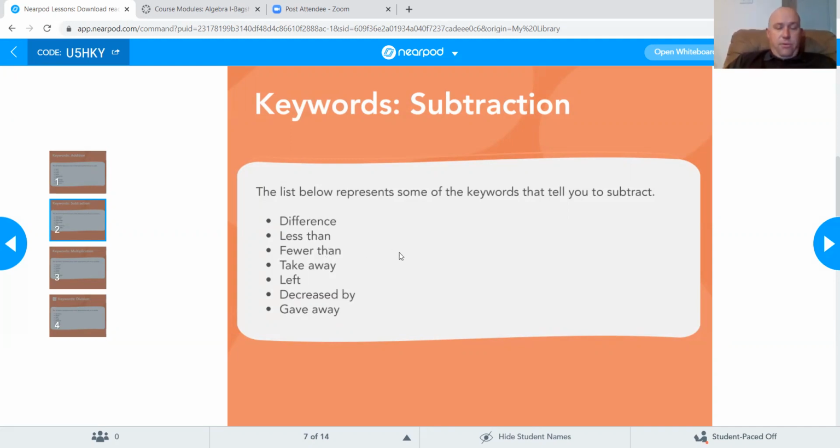Fewer than, certainly for my group, I noticed a few people recognize less than, but they didn't recognize fewer than. Fewer than would also be a turnaround word as well, so you'd have to switch that one around. Decreased by, gave away, and one of the students also in class mentioned the fact you could have withdraw. If we had deposit as an example for bank, you could have withdraw as an example of subtracting a number.